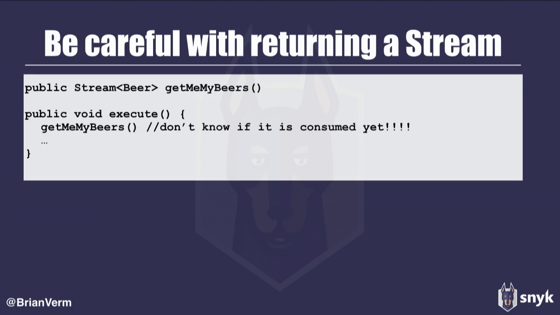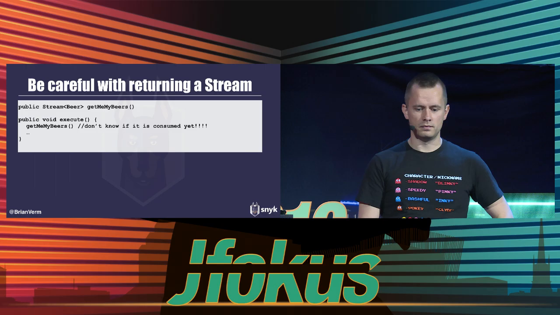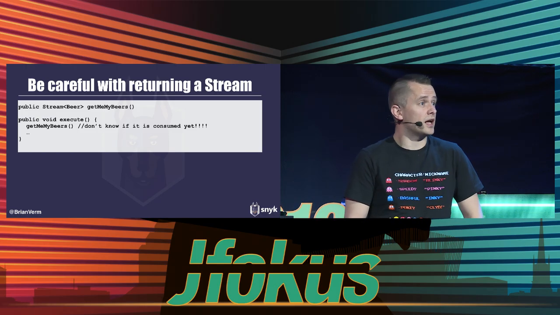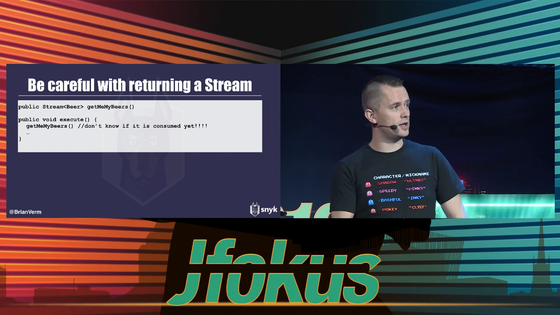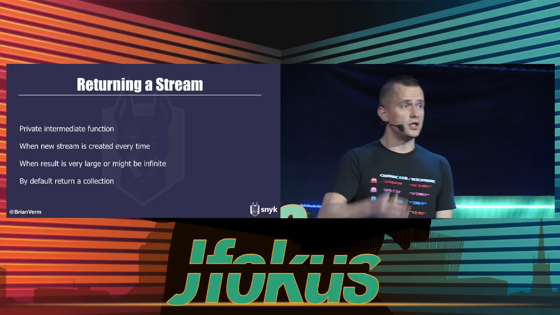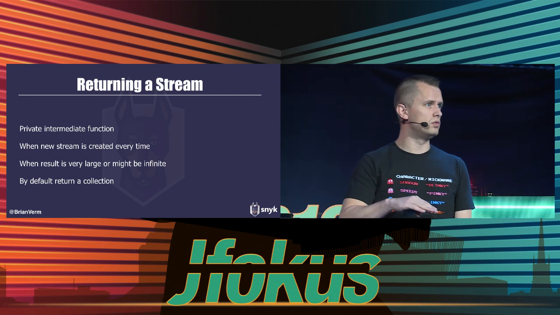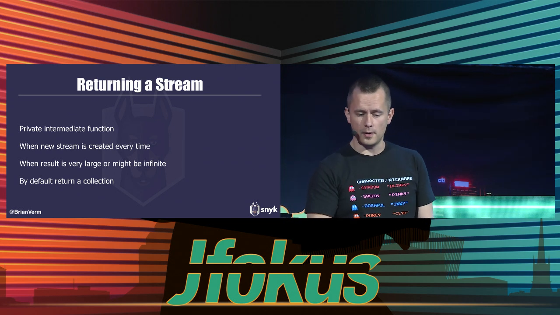Knowing this, you should be careful about returning a stream, because if somebody calls your function and it returns a stream, how does he know for sure that the stream is not already consumed? He simply doesn't, because we cannot check. We just have to put it in production, YOLO, and see if it works. So returning a stream can be useful. I mean, if you have your own private intermediate functions and you want to build up your pipeline, it's perfectly fine to deliver that stream back.